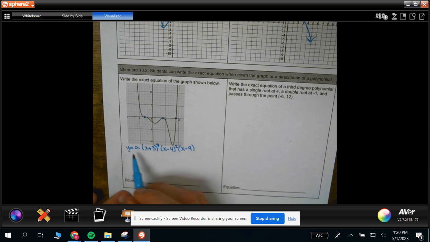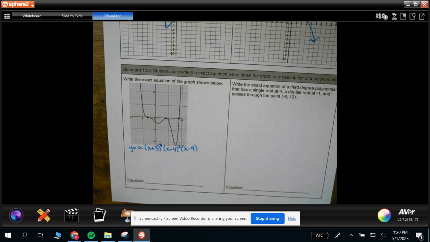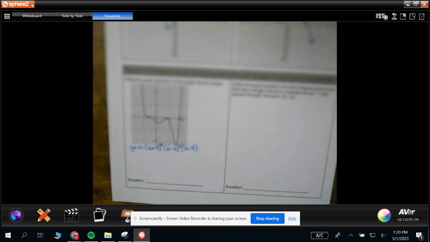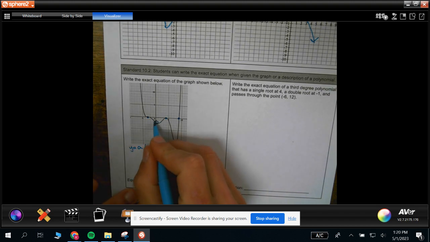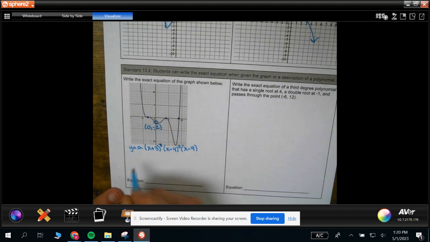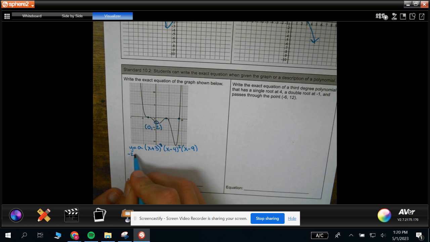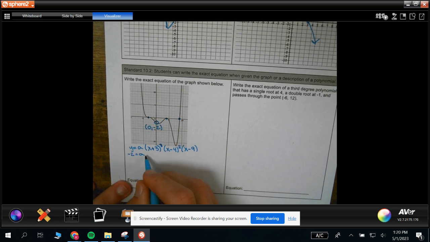Now, I need to solve for this a value here. The way to do this is, let me focus this a little bit better. Sorry, hold on one second. I need to find an xy point. And I can see right there, I have an xy point at (0, -2). So I'm going to replace these values. So y is -2. I'm solving for a, and x is 0.